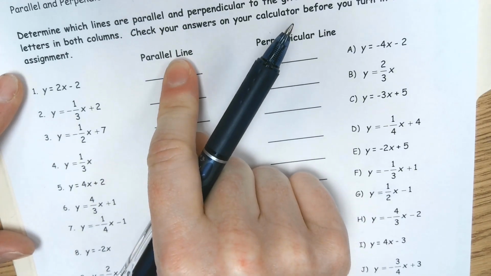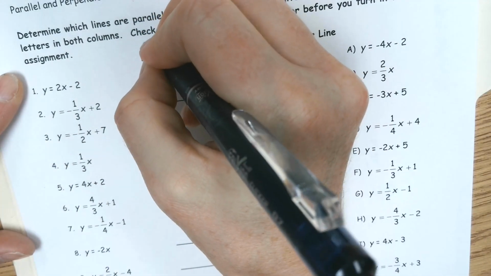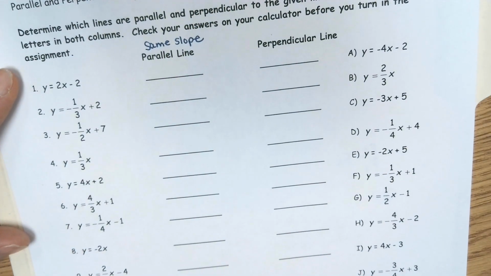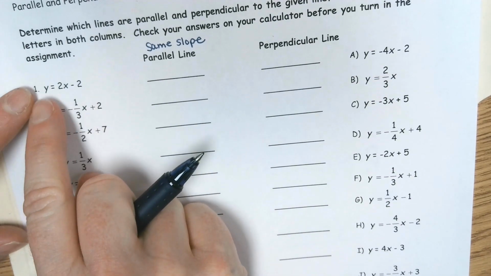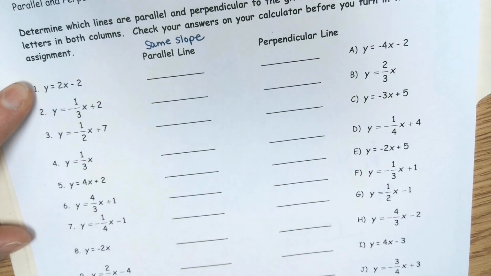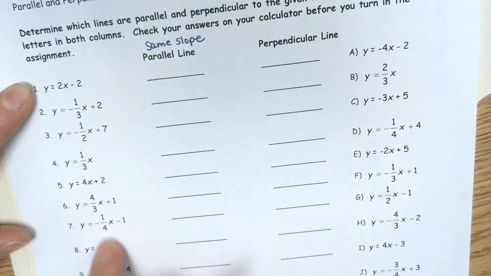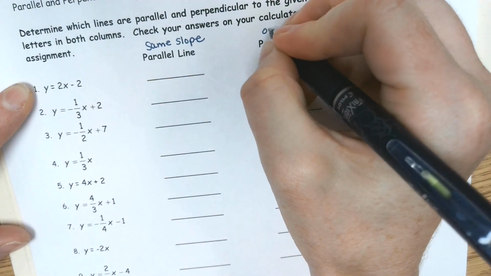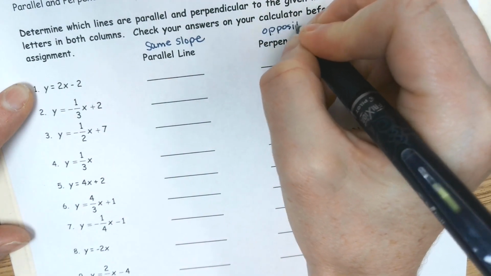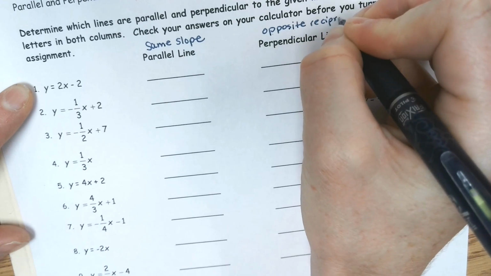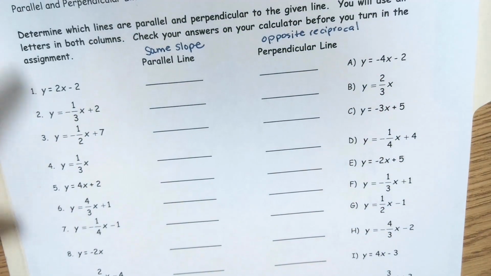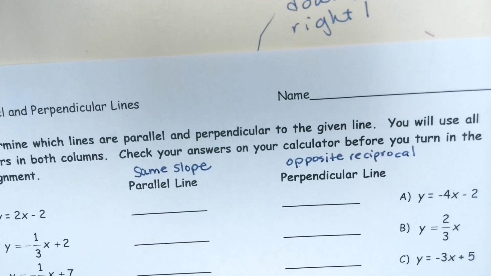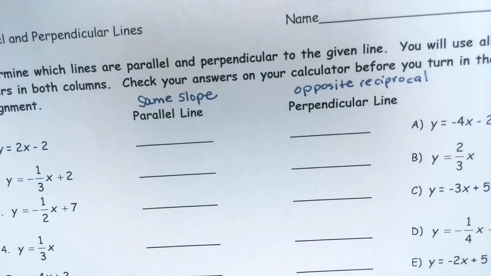So parallel means same slope, right? So you're going to find the same slope for this over on this. This is like your answer column. This is your given column. Perpendicular means opposite, reciprocal. Do you want to write opposite and flip the fraction, or different sign, flip the fraction? You can do that.